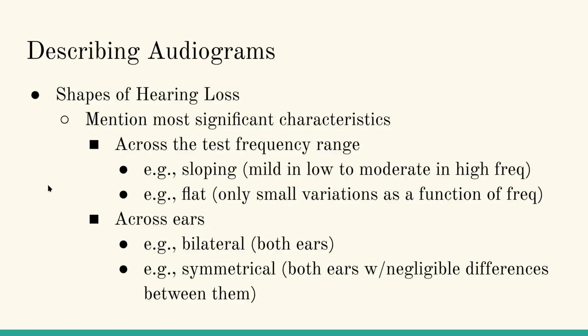That would be symmetrical if it's the same across both ears, or bilateral, present in both ears, but not necessarily the same across both ears. If you're symmetrical, you are bilateral. If you're bilateral, you're not necessarily symmetrical. You could be asymmetrical, which is also bilateral.